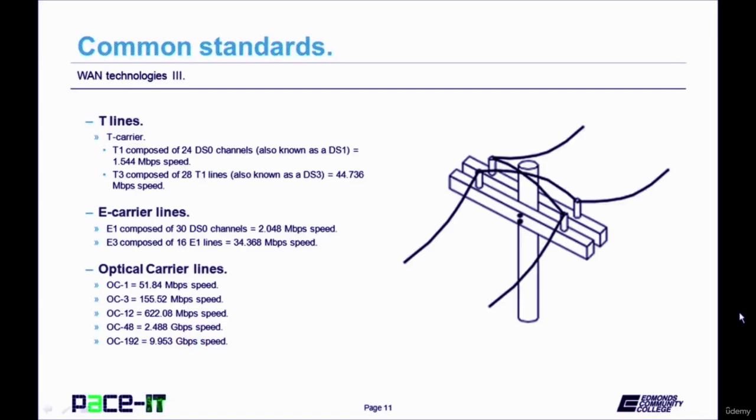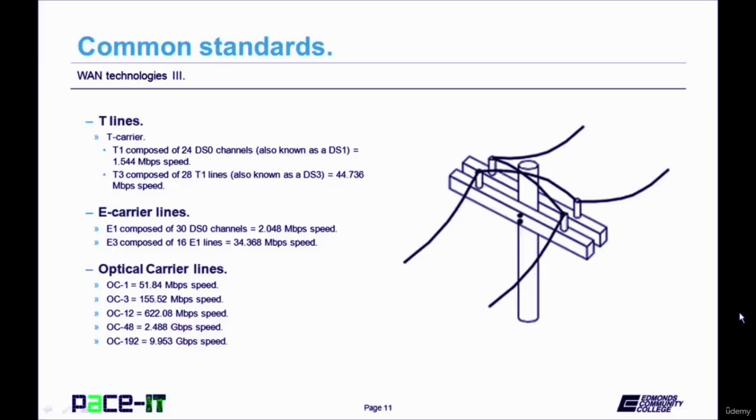For OC lines, we have the OC1. It's capable of 51.84 megabits per second in speed. Then there is the OC3, which gives you up to 155.52 megabits per second speed. It's becoming more common now to see OC12s. With those, you get up to 622.08 megabits per second. If you want gigabit type speed, you might consider leasing an OC48. That gives you up to 2.488 gigabits per second in bandwidth.